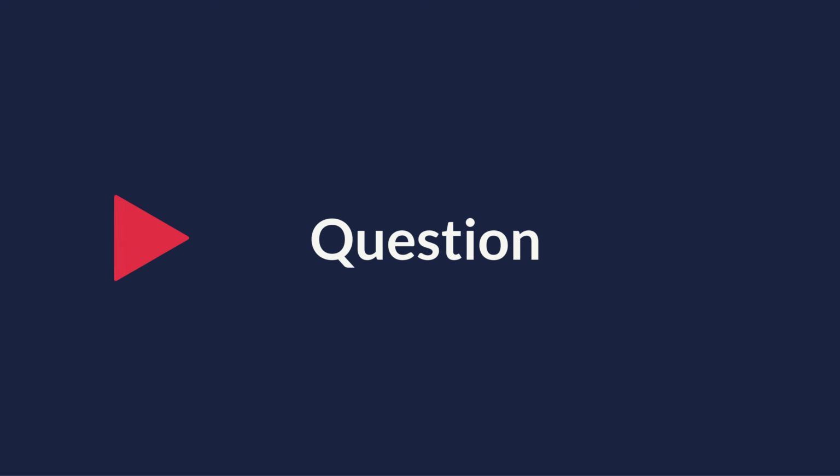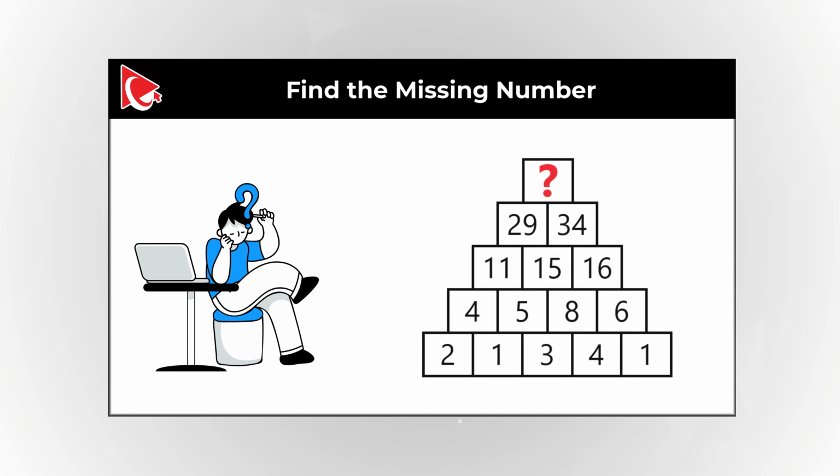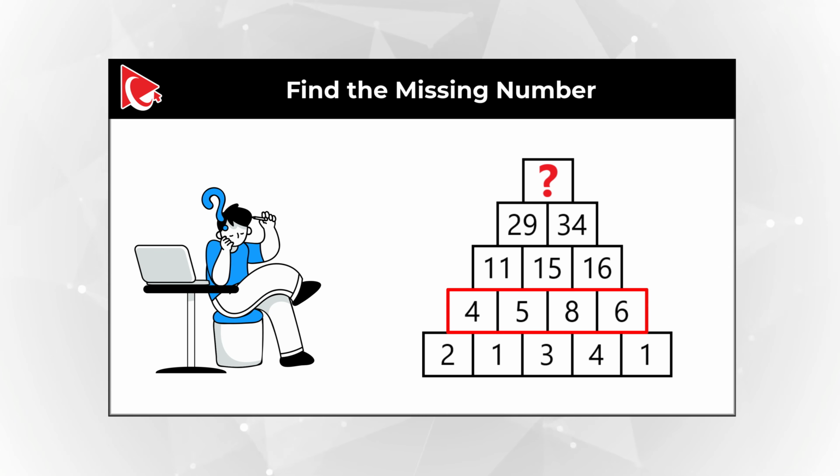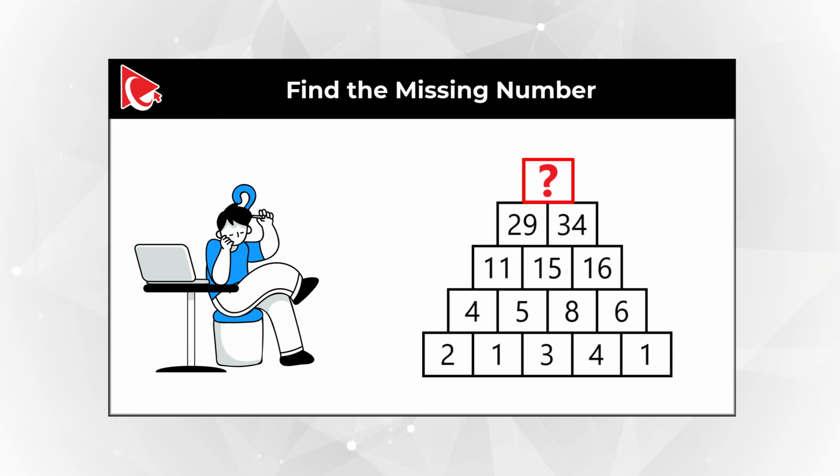Here's a tricky problem that you might find challenging to solve. You're presented with the pyramid. Top of the pyramid starts with the missing number that you need to calculate. If you go down, second row contains numbers 29 and 34. Next row contains numbers 11, 15, and 16. Following row has numbers 4, 5, 8, and 6. And then the last row has numbers 2, 1, 3, 4, and 1. You need to calculate the missing number, which is in the top row.